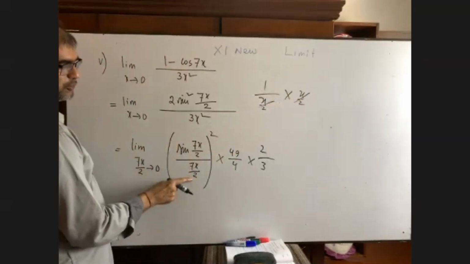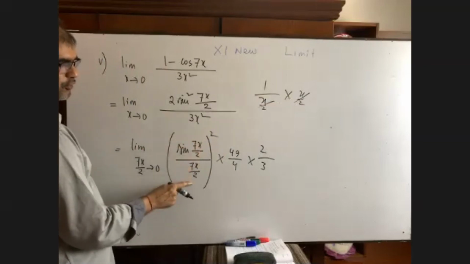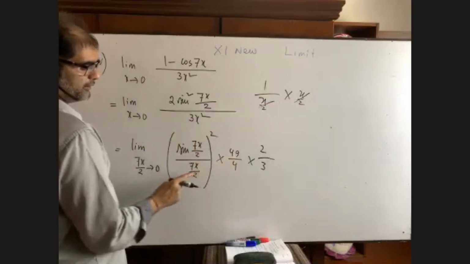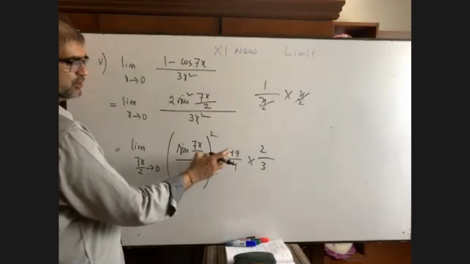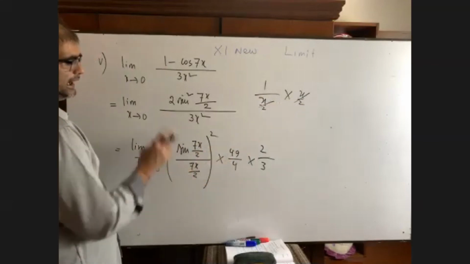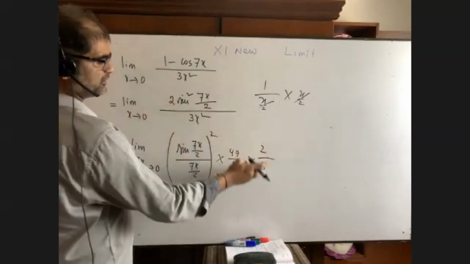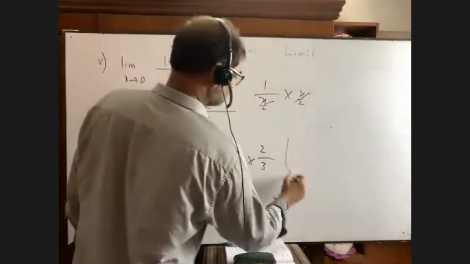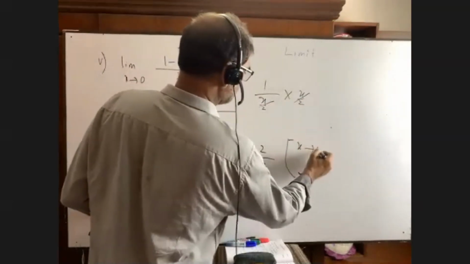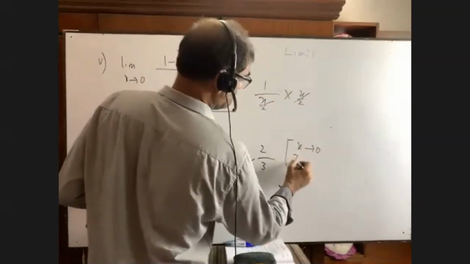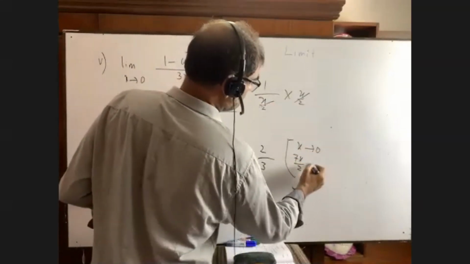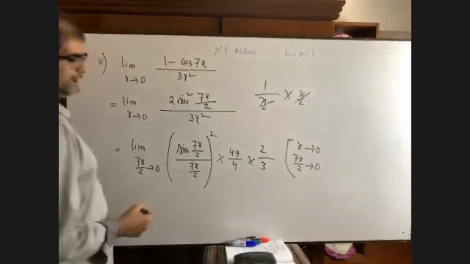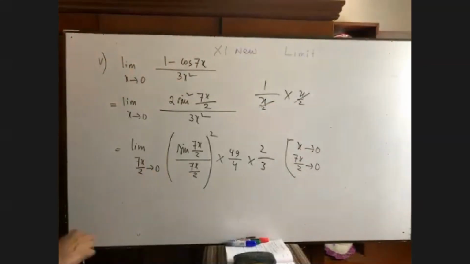That is 7 by 2 whole square. That is 49 by 4 into 49 by 4. This is in the denominator, it is in the numerator, so they will be omitted. And this is 2, this is 3, this is 2, this is 3. Let me know. X tends to be 0, so 7x by 2 tends to be 0. Can you please let me know?